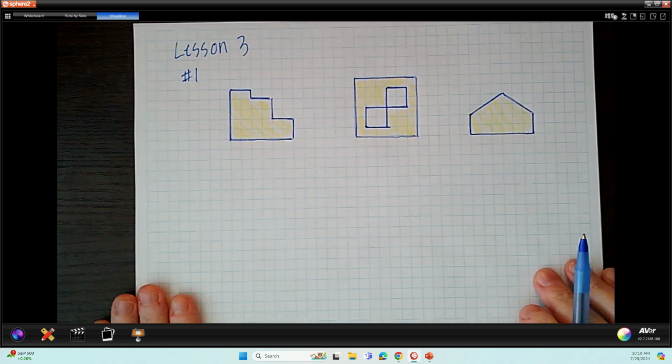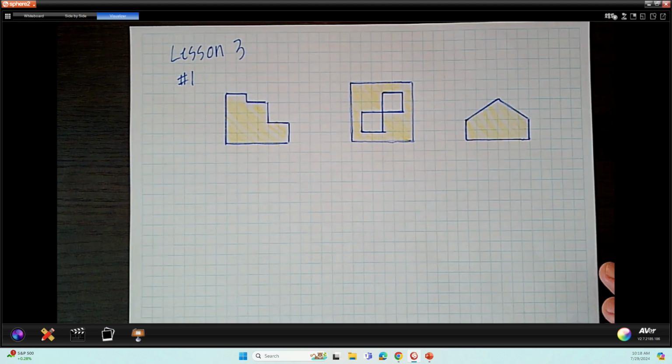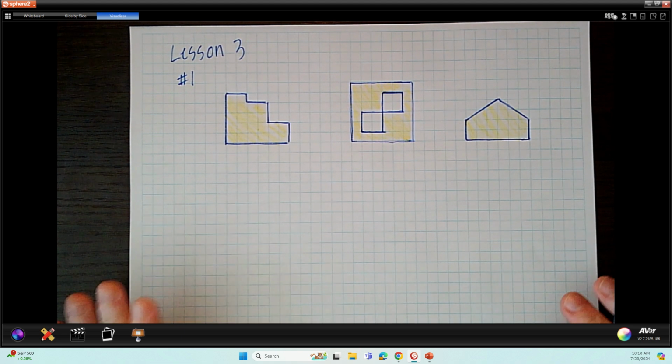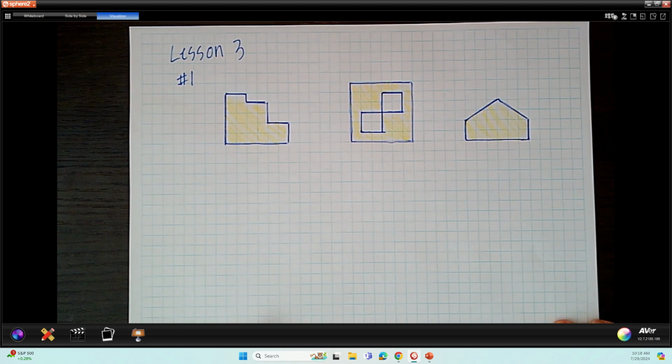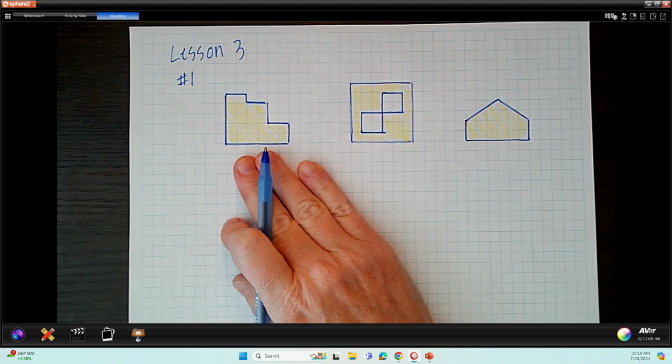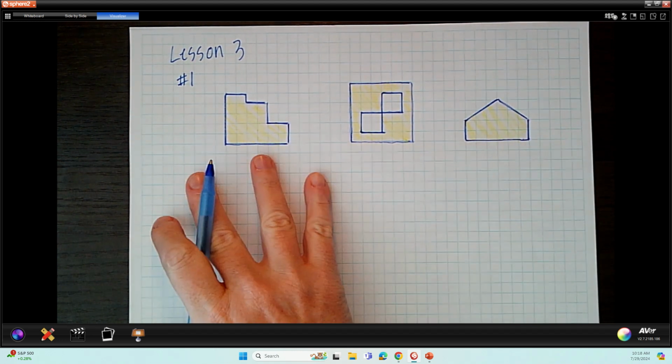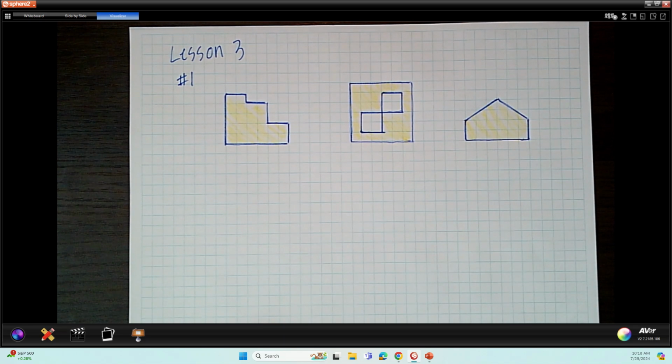In this video, we are going to go over Unit 1, Lesson 3, practice problems 1 and 2, just 1 and 2 for this one. So you are finding the area of the shaded region. I've taken them from the workbook and put them on graph paper just to make it a little bit easier.